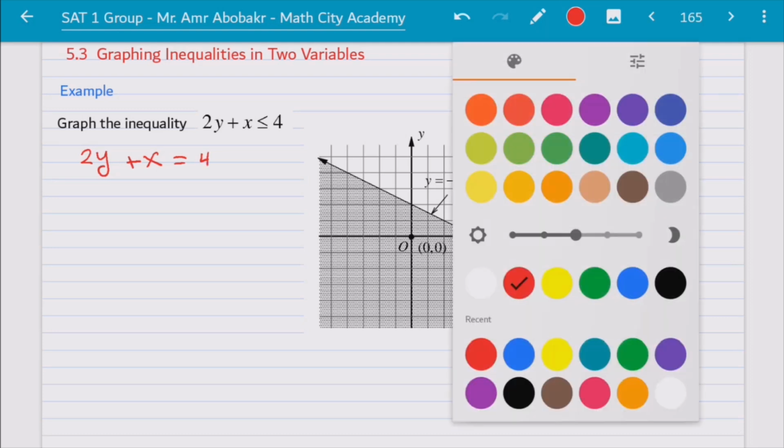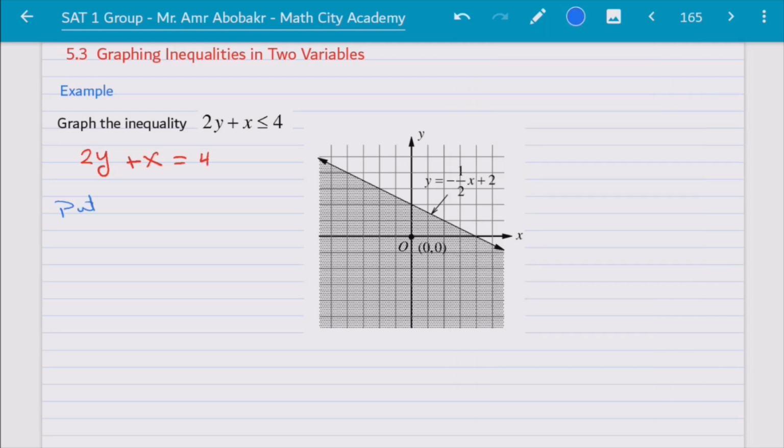The second step, put x equals 0. Why? To get the value of y. So substitute in this equation: 2y plus 0 equals 4. So 2y equals 4, divided by 2, divided by 2, to get the value of y equals 4 divided by 2, which is 2. So we now have an ordered pair where the value of x is 0 and y is 2.